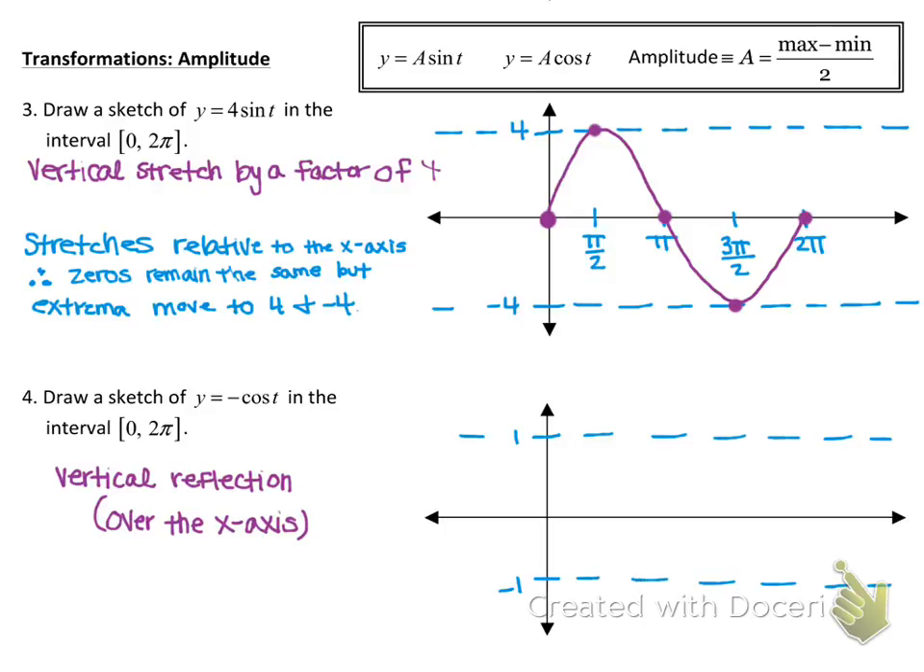However, I still have the values pi over 2, pi, 3 pi over 2, and 2 pi. However, our points are, instead of being at 0, 1, we're at 0, -1. Pi over 2 is at 0. Pi is now at +1. 3 pi over 2 is 0, and 2 pi is now at -1. So if I were to connect these, you would notice that it looks like the cosine function, but it's just flipped, reflected over the x-axis.